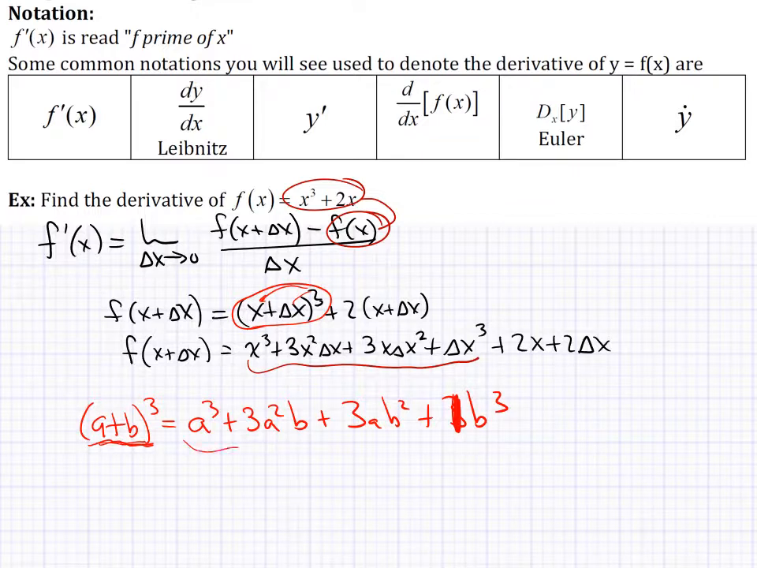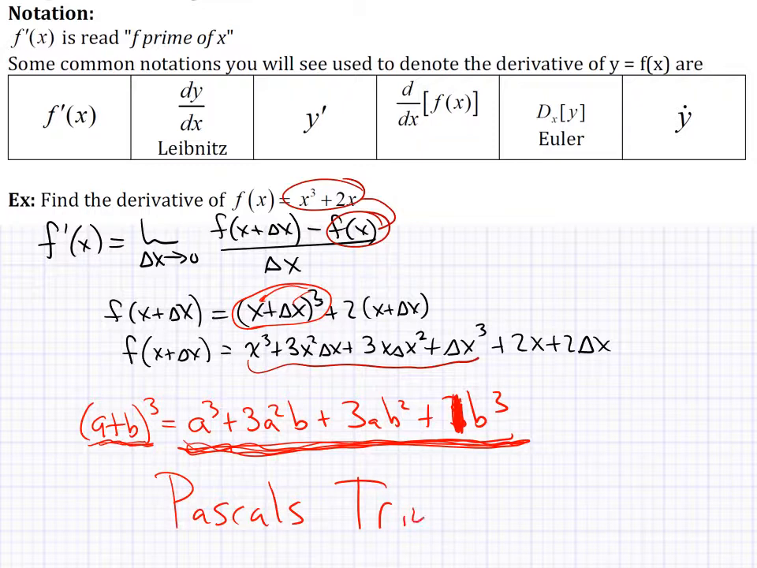Which would be something you would have learned in algebra. It's the binomial theorem, also known as Pascal's triangle. There's a pattern to multiplying this out. If you're having trouble with this and have no idea what it is, you might want to go back and review Pascal's triangle. But nonetheless, that's where this came from.